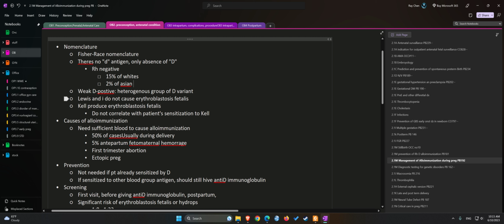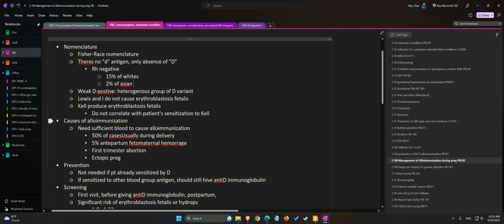Lewis and I do not cause erythroblastosis fetalis. Kell produces erythroblastosis fetalis. Also, the Kell titer does not correlate with the patient's sensitization to Kell, so the titer doesn't mean much.